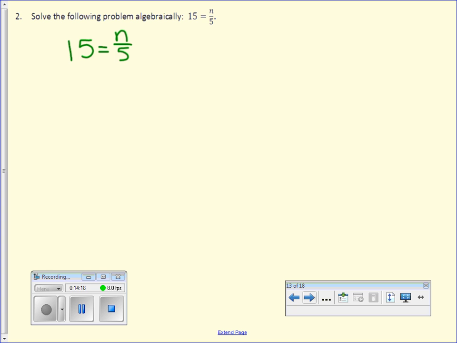Well, the answer's first, and we're not used to seeing the 15 first. So if that's freaking you out, and you want to do n divided by 5 equals 15 and rewrite it that way, you can. It doesn't matter. It means the same thing.